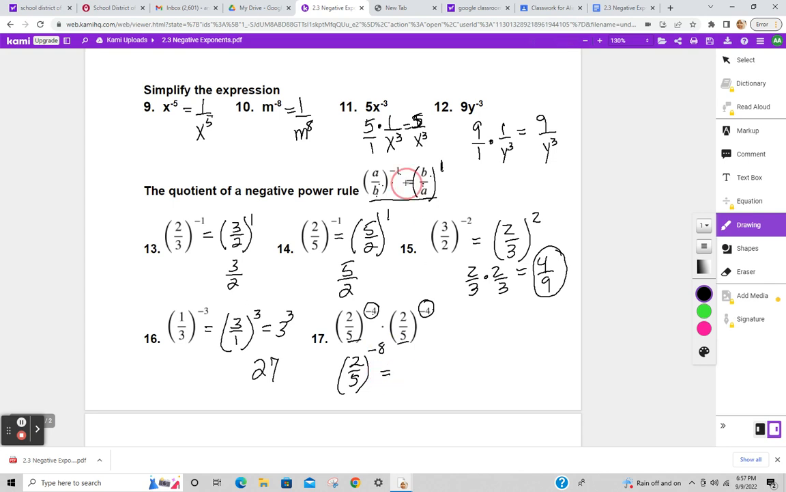Now we can use this rule right here for the next step. So flip-flop the numerator and the denominator. And then the -8 becomes 8. And we can stop right here because it's going to give us a large number. So we can leave it in this form.